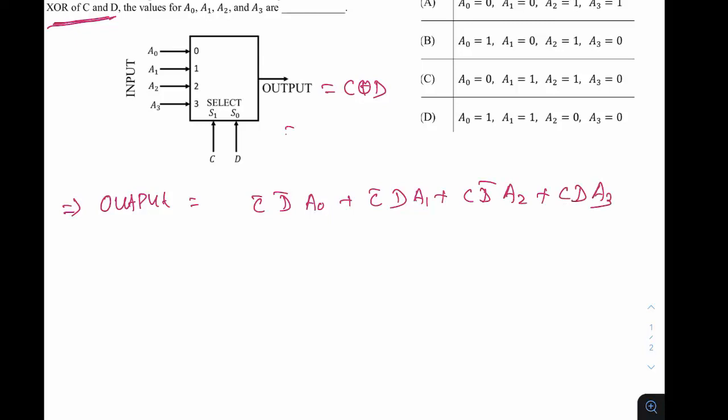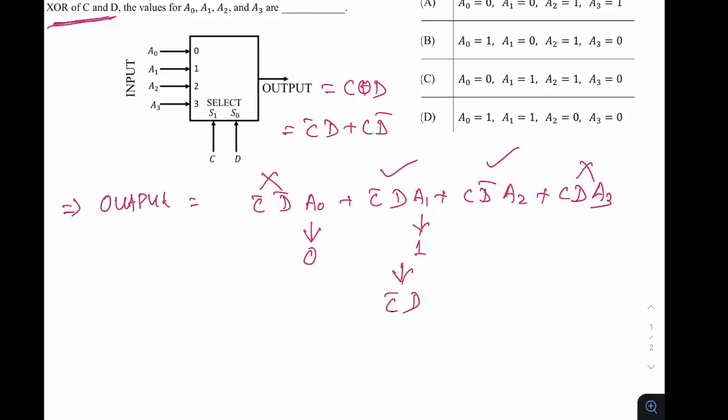By the way, what is C XOR D? C XOR D is C bar D plus C D bar. So if you compare, C bar D is present in this term, C D bar is present in this term. So we need these terms and we don't need this term, we don't need this term. That means definitely A0 equals 0. I'll be taking A1 equals 1 so that this overall term becomes C bar D.